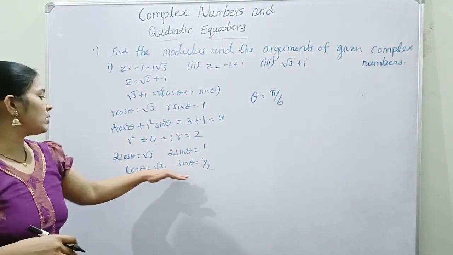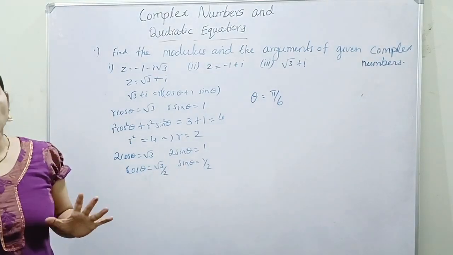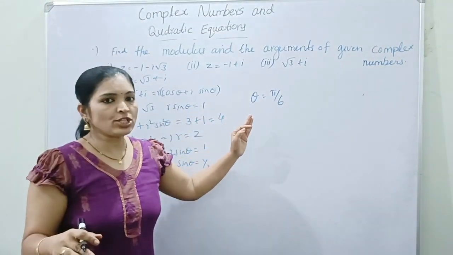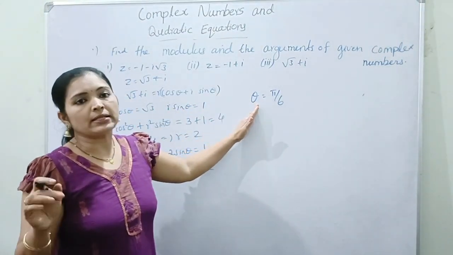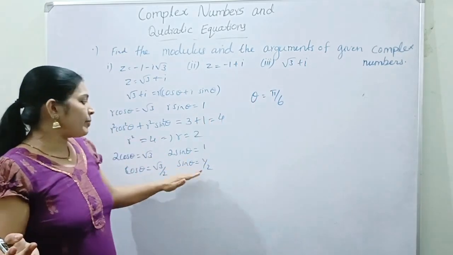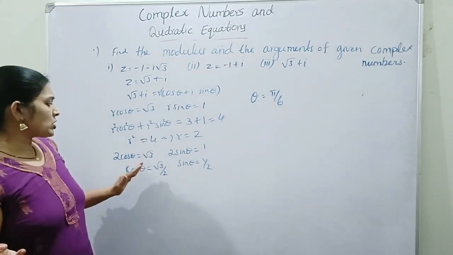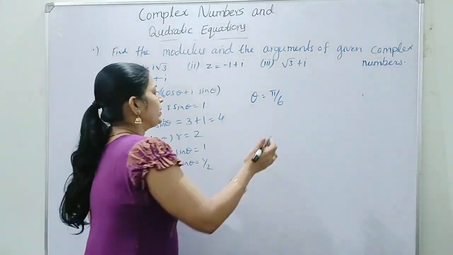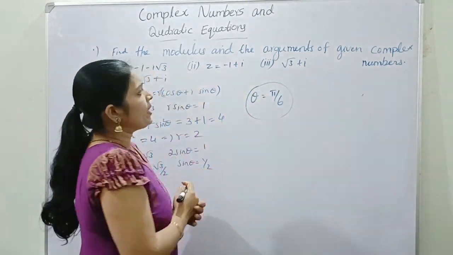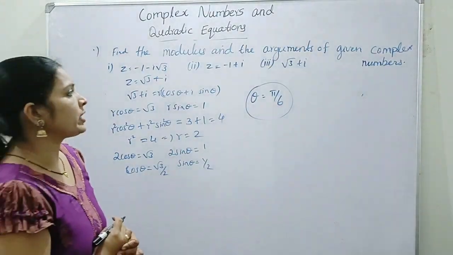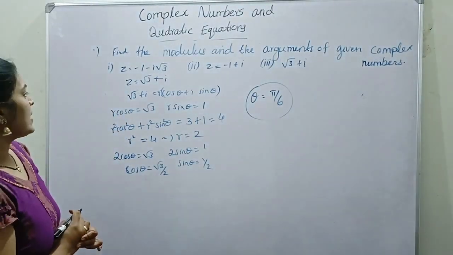Okay, so cos theta and sin theta are positive, therefore it lies in the first quadrant. So directly we can write theta is equal to pi by 6. Sin pi by 6 is 1 by 2, cos pi by 6 is root 3 by 2. Therefore, the argument of the given complex number root 3 plus i is pi by 6.